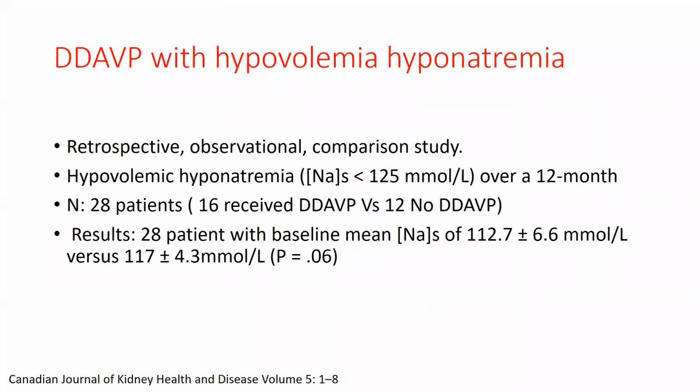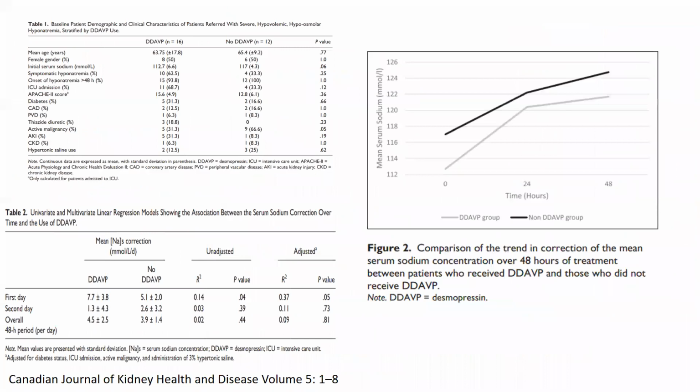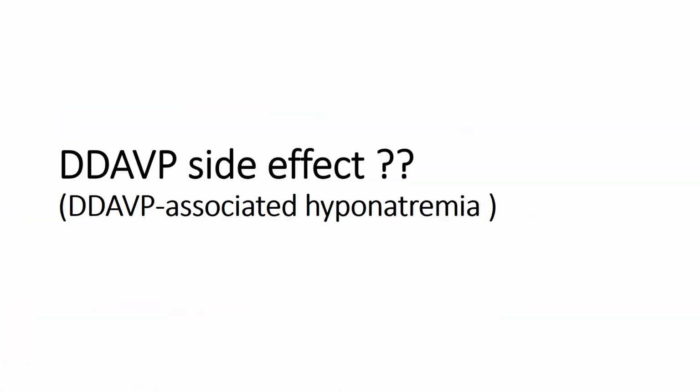Another study with DDAVP in hyponatremia and hypovolemia, 28 patients as well. All of these studies have a minimal number of patients. It's hard to find a really huge study. They used DDAVP in one group, and they didn't use the DDAVP in the other group. Interestingly, the group that got DDAVP had higher overcorrection. But if you look at the chart, those patients had a starting serum sodium of 112, compared with the other group, whose starting sodium was only 118. So it's more about the severity. It's really hard to debate on this study.